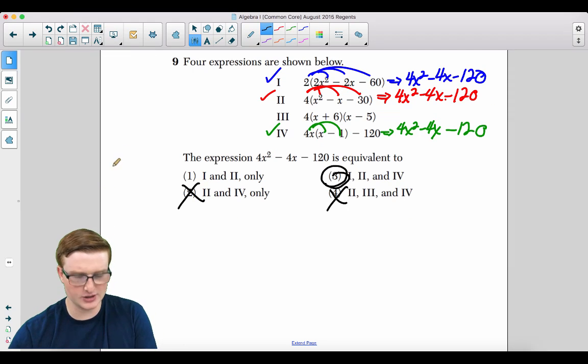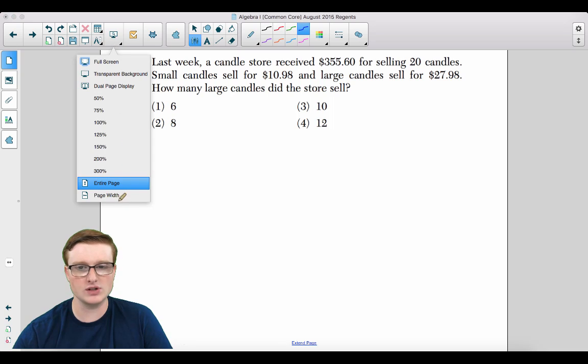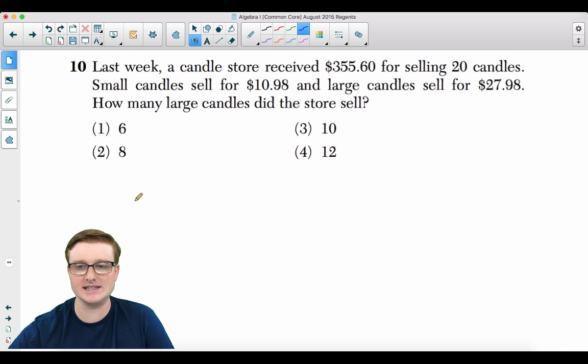Not a terrible question. Not a terrible question. Moving on. Number 10. Last week, a candle store received $355.60 for selling 20 candles. Wow. Small candles sell for $10.98 and large candles sell for $27.98. How many large candles did the store sell?